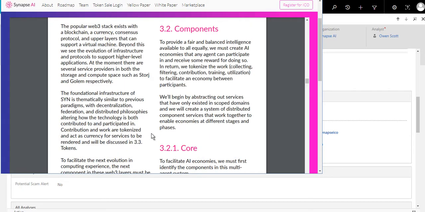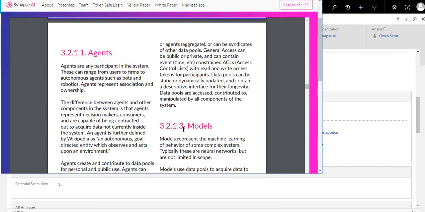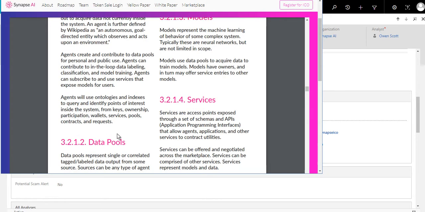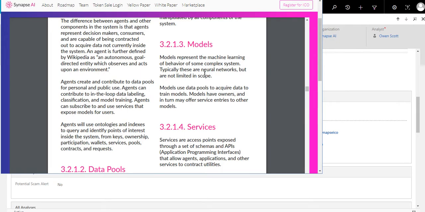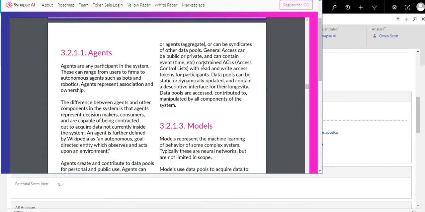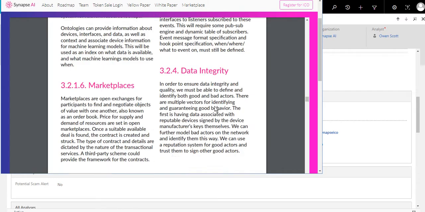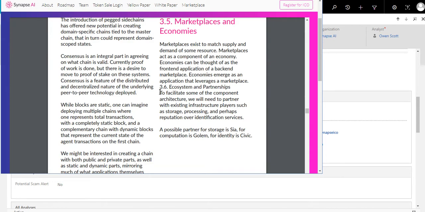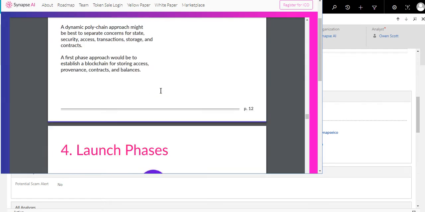not so much details in terms of technology, but it does talk about a high-level view of how agents will work, what an agent is, what they could do, what they will do, what models would do, what services are, what data pools are. There's not a great deal of actual diagramming here or technical information. But it does give you a sense of what they have in mind. So this was a very high level.